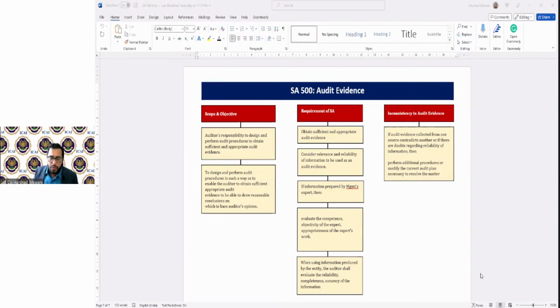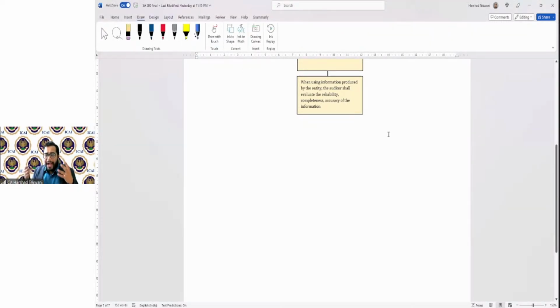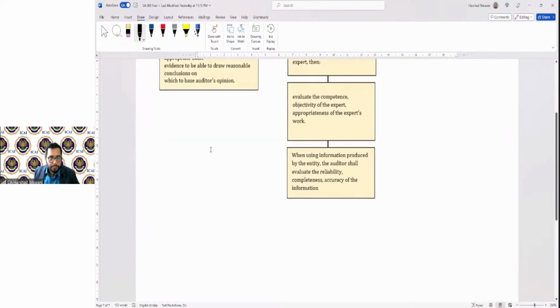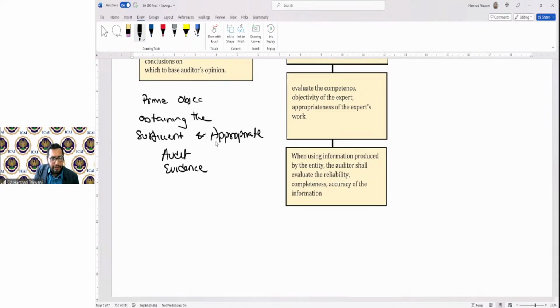Now, whatever testing I will do today, the prime responsibility, or you can say the underlying thing, will be obtaining sufficient and appropriate audit evidence. Okay. Whatever testing I will be performing, it is the prime responsibility that will be there, or you can say prime objective: obtaining sufficient and appropriate audit evidence.